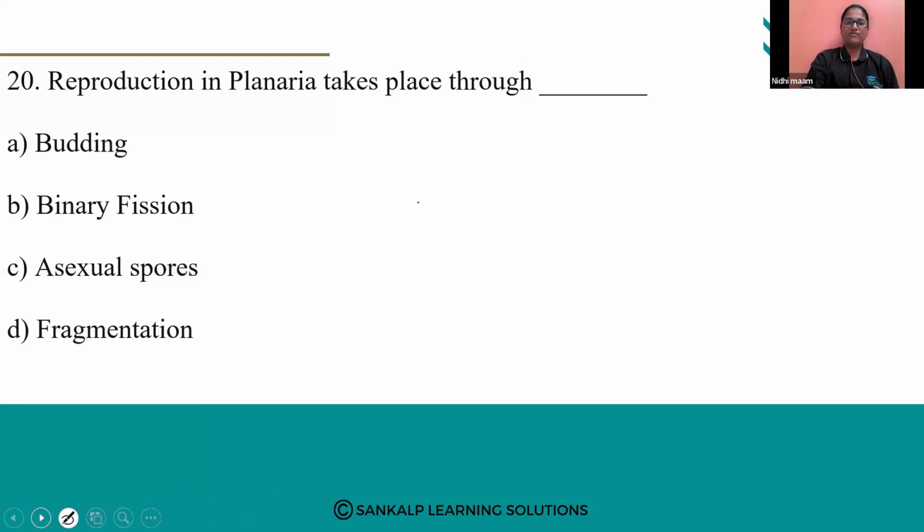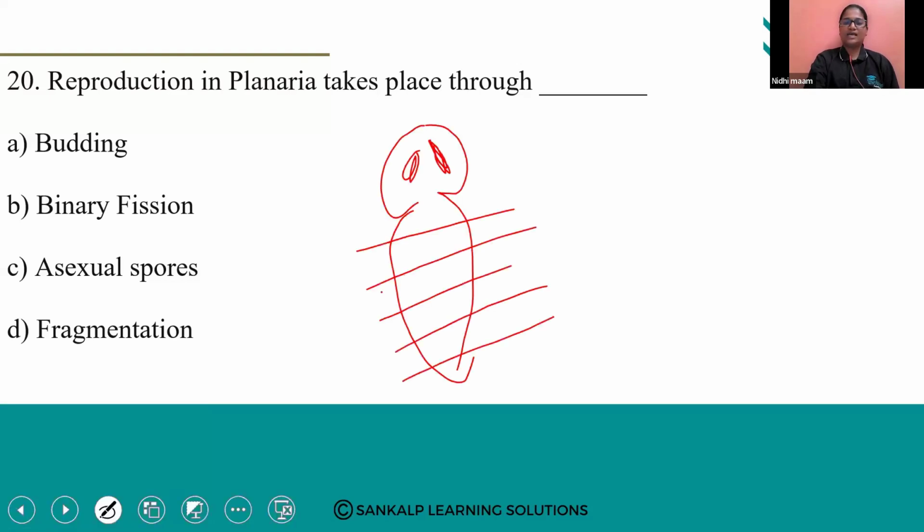So usually what happens in planaria, due to some accidents or some other things, the body will be cut into small fragments. So each fragment will convert into a new planaria. Each fragment will grow as a new planaria, which is called fragmentation.